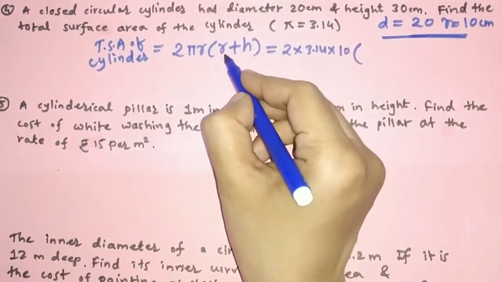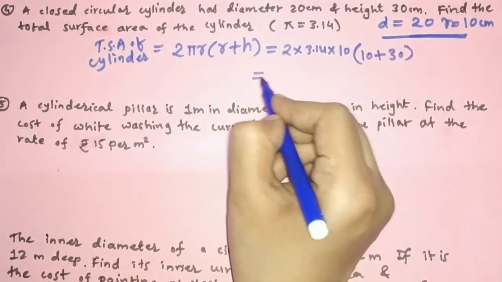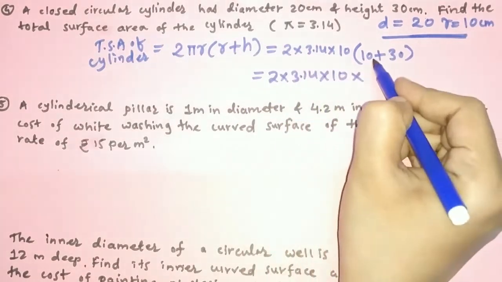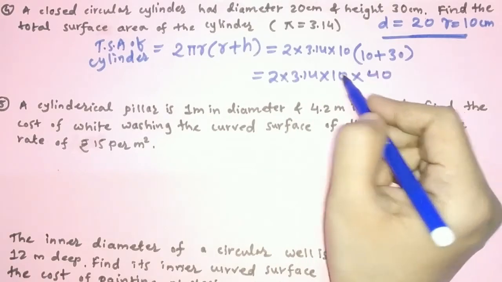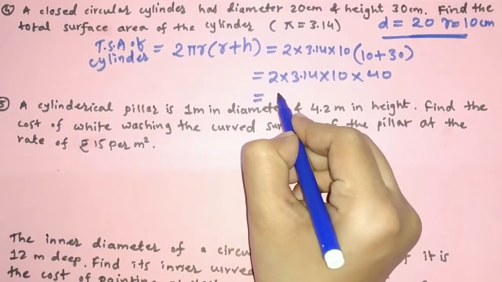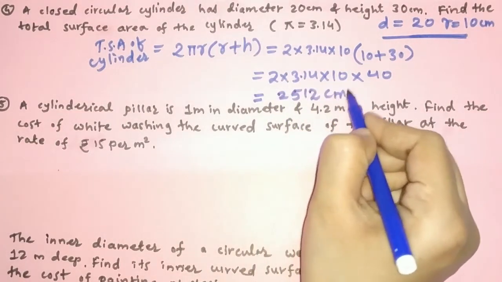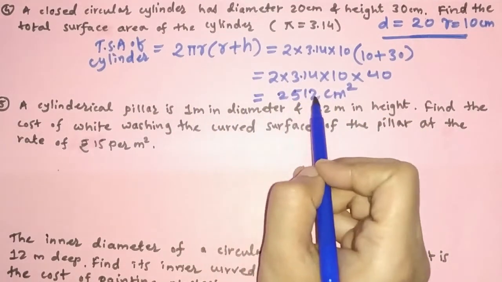So in bracket r plus h, r is 10 plus height is 30. So 2 into 3.14 into 10, into 10 plus 30 is 40. So now we have to do all this multiplication. You will get 2512 centimeters square. So this is the total surface area of the cylinder.